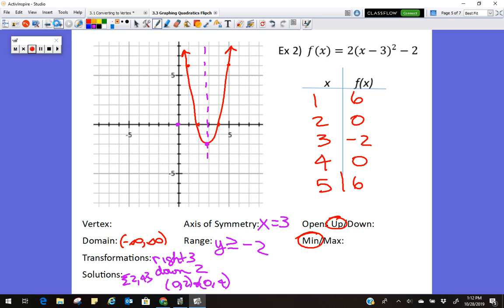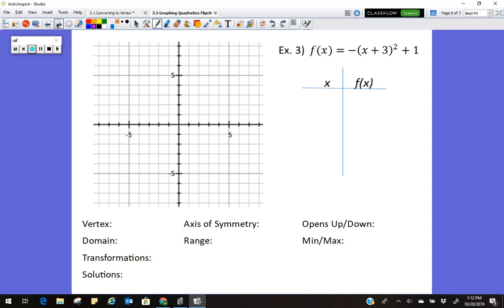Okay. All right, one more. I'm going to go through this one kind of fast. The vertex is (-3, 1). This one has a negative in front of the parentheses, so that's going to tell us it's going to open down, which means it's going to have a maximum. There's no a, so you're going to go over 1 and down 1, and then from there over 1 and down 1, 2, 3.